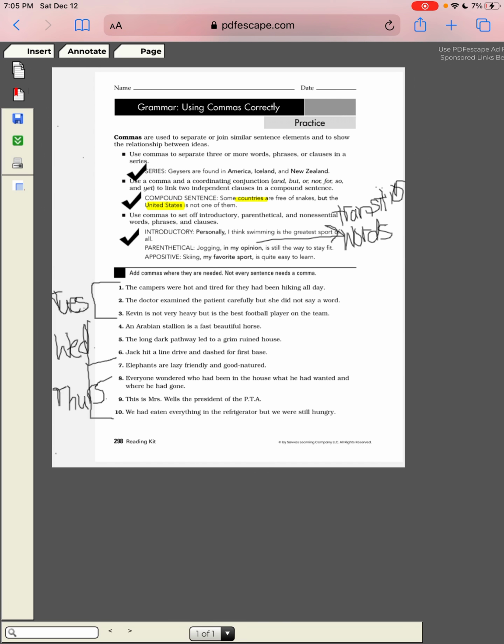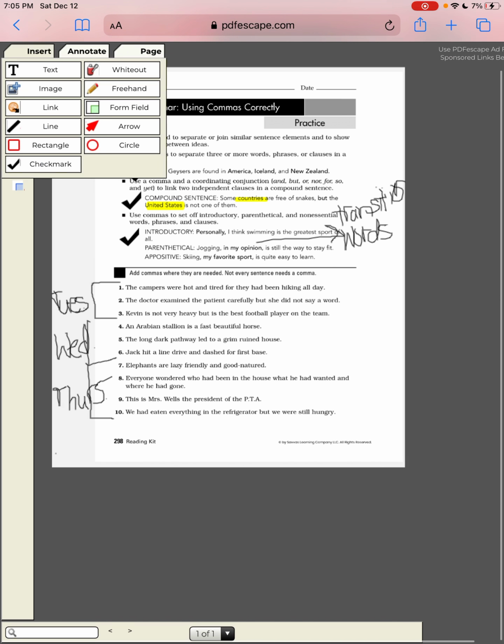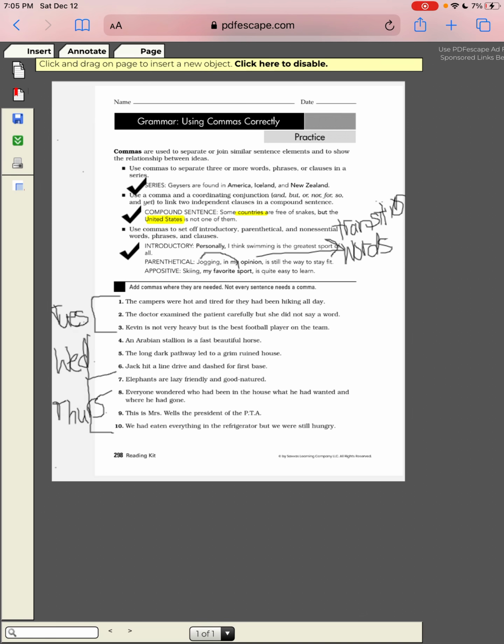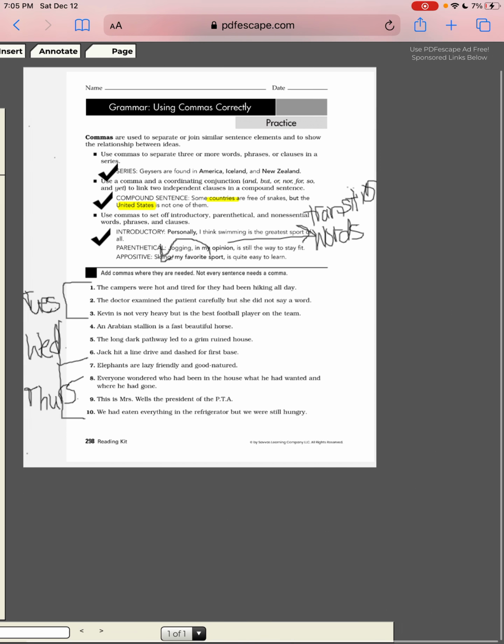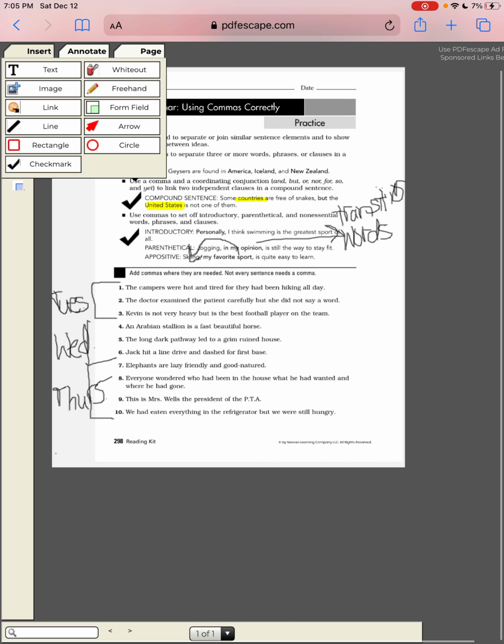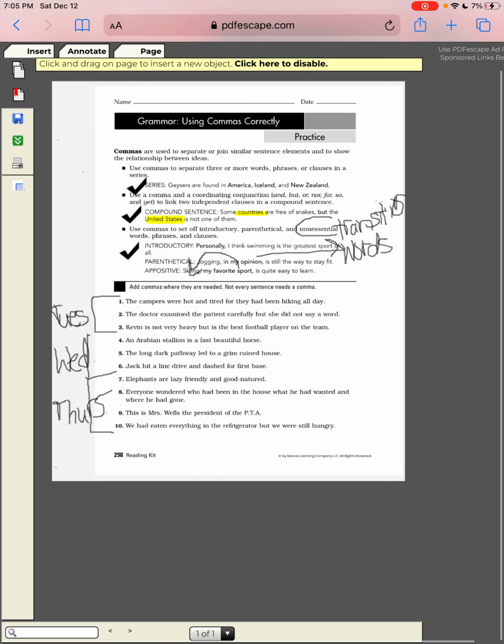And a positive, or appositive, are noun phrases. So you have a noun on this side of the sentence that describes the noun to the left. Skiing, my favorite sport, is quite easy to learn. And you might also notice that my favorite sport is additional information, meaning it's non-essential. Non-essential phrases pretty much mean they aren't needed. They're not required. It's extra information for us.